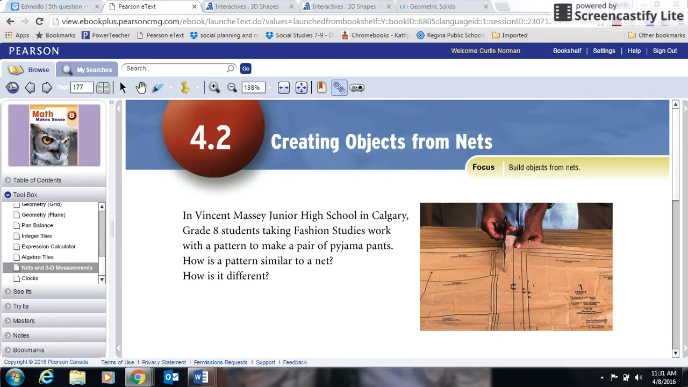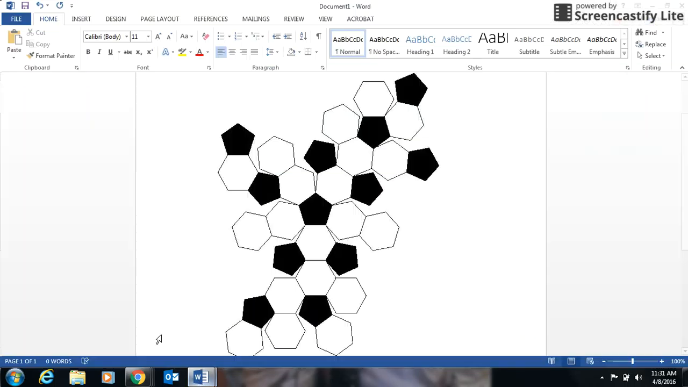I got something cool I want to show you here. This one right here. Take a look at this. This is our lesson right here. What do you see when you look at it? I see two things. I see pentagons, 1, 2, 3, 4, 5. And I see hexagons, 1, 2, 3, 4, 5, 6. So I see a bunch of white hexagons and a bunch of black pentagons.